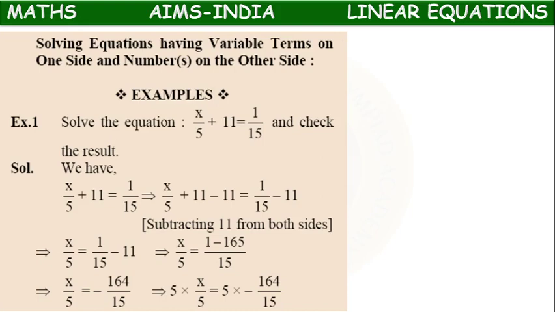So next. So here, first method, first type of questions. Some examples are there. Solving equations having variable terms on one side, numbers on other side. That type of questions we are going to solve. First example, solve the equation x plus 5 plus x by 5 plus 11 equals to 1 by 15 and check the result.